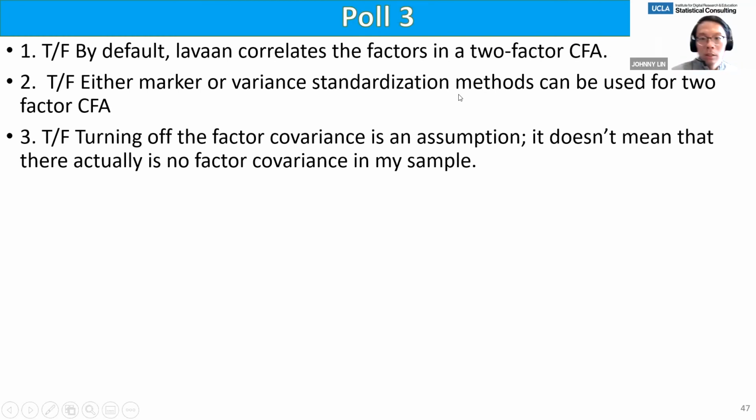Okay, so number 1, by default, lavaan correlates the factors in a 2-factor CFA. These are pretty easy. 2, either marker or variance standardization methods can be used for 2-factor CFA. And then 3, turning off the factor covariance, that's probably the trickiest one. Turning off the factor covariance is an assumption. It doesn't mean that there's actually no factor covariance in my system.